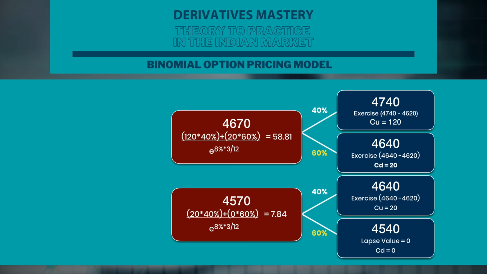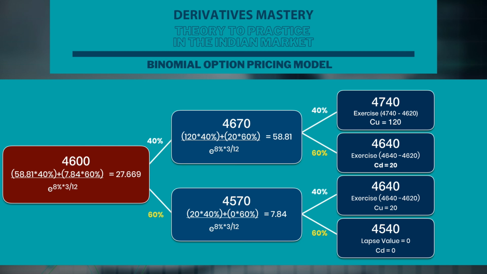So finally, we have come to the starting node at 4,600. The option's value here is calculated by combining the values at 4,670 and 4,570 using the probabilities of moving up or down. There is a 40% chance of moving up to 4,670 where the value is 58.81, and a 60% chance of moving down to 4,570 where the value is 7.84.